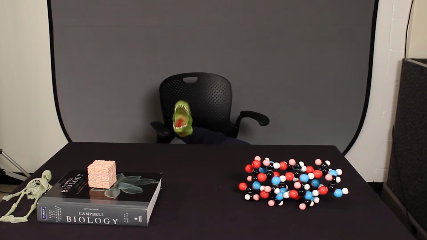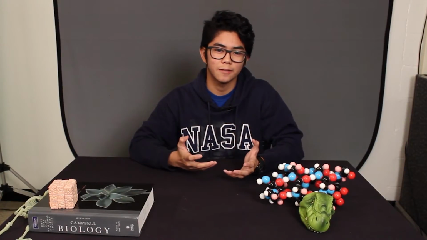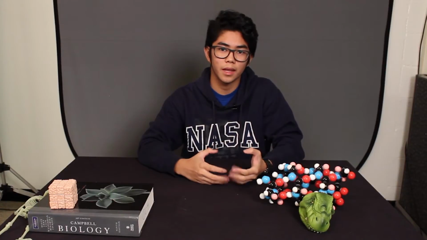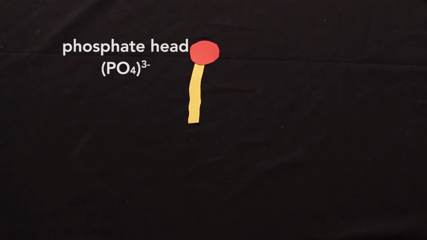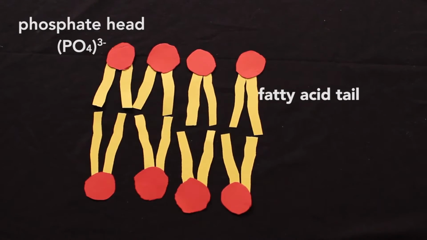Let's talk about the cell membrane. It acts as a shield or a blanket that surrounds and protects the entire cell. It's made up of two layers of phospholipids, which is called a phospholipid bilayer. The phosphate head is hydrophilic, which means that it loves water, and it's polar. There are two hydrophobic fatty acid tails that are nonpolar, which means they hate water.